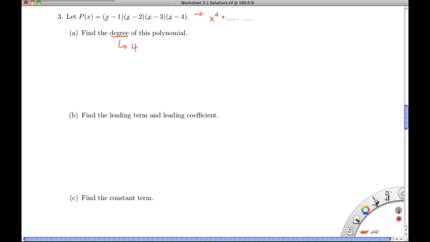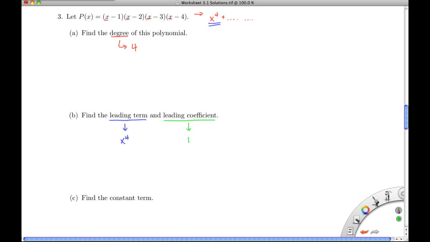So if we were to consider the leading term, again, multiplying it out, we know that the leading term would end up being this x to the 4th. So we could go ahead and make that call. And the leading coefficient would just end up being positive 1.